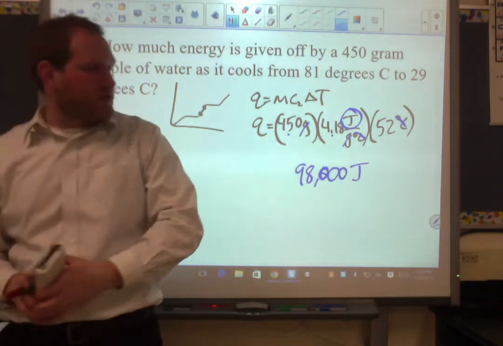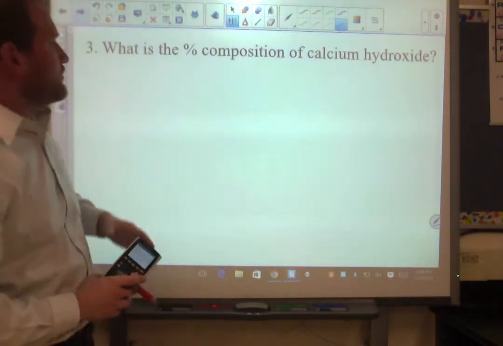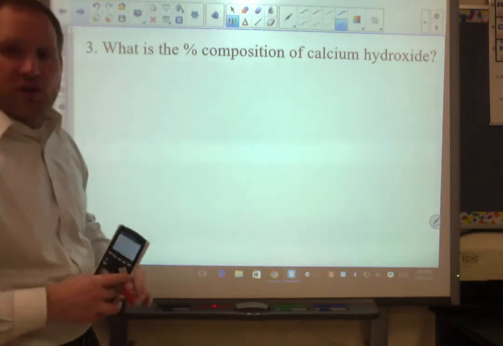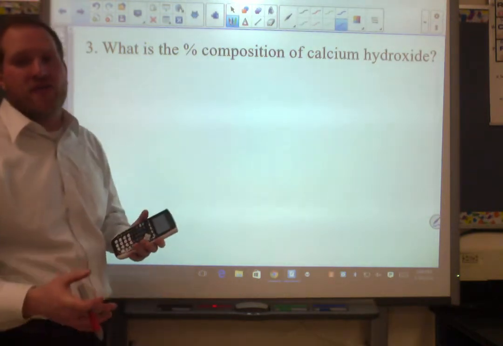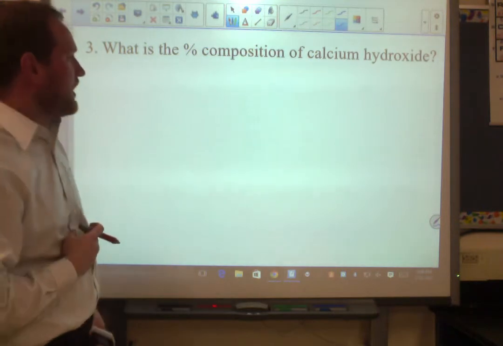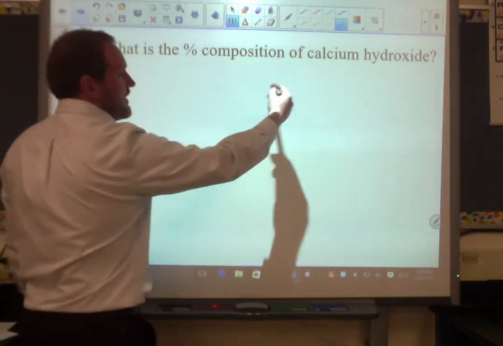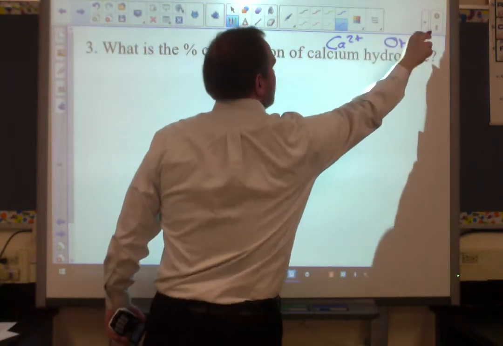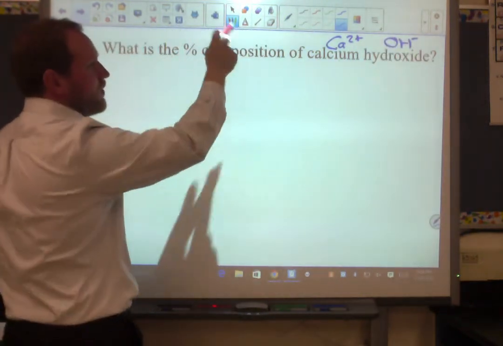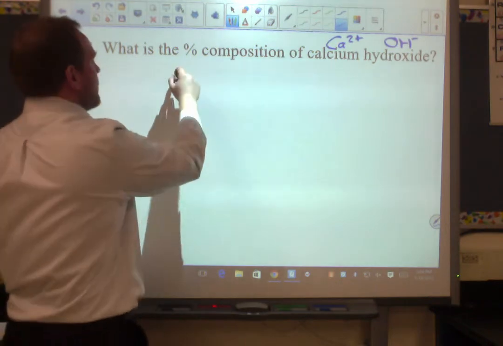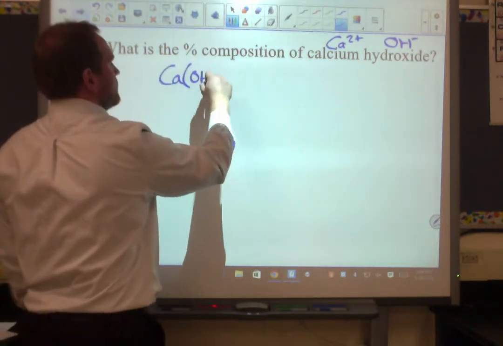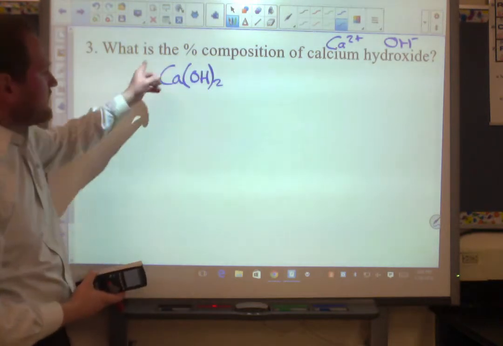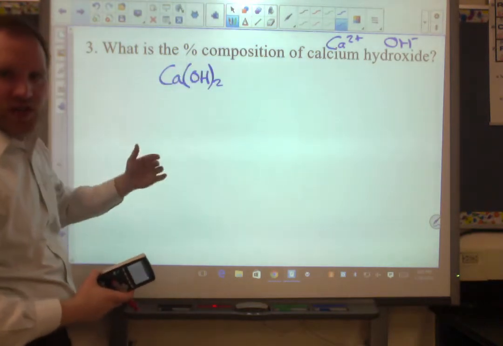All right, next. What's the percent composition of calcium hydroxide? When I say percent composition, I'm looking for percent composition by mass. What's the mass breakdown of all those elements? Well, first thing we have to do is name this correctly. So calcium is Ca2+, hydroxide is OH-. You crisscross them, you're going to need 1 calcium and 2 hydroxides. So Ca(OH)2. Now, for the percent composition, you want to get the entire molar mass of this and then compare each one to that.